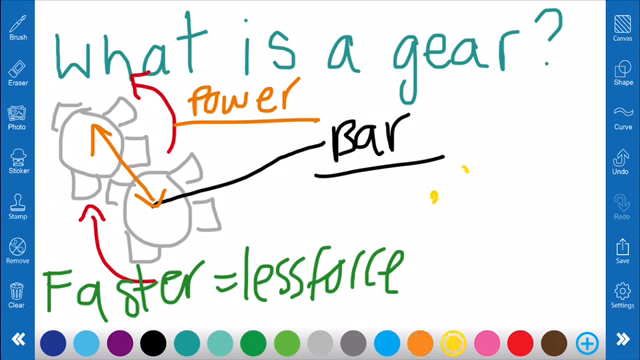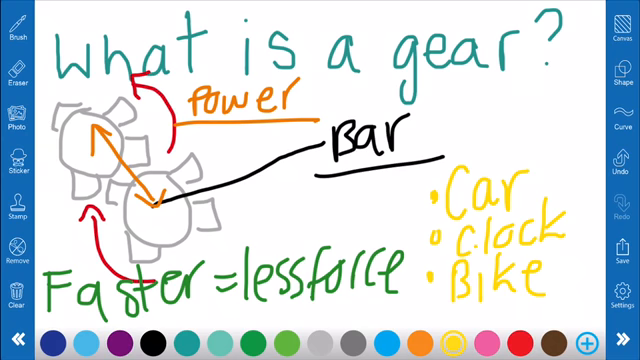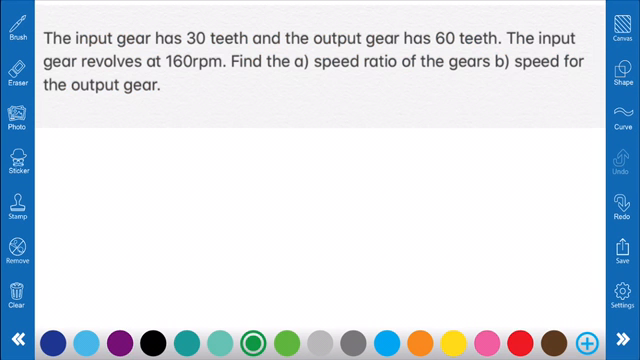You can find gears in cars, like the engine of your car, in clocks, or if you've ever owned a bike, you've probably seen two gears close to the pedal, a bigger gear and a smaller gear with a chain around it.